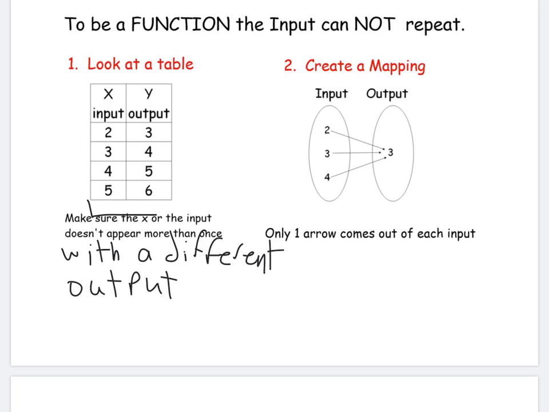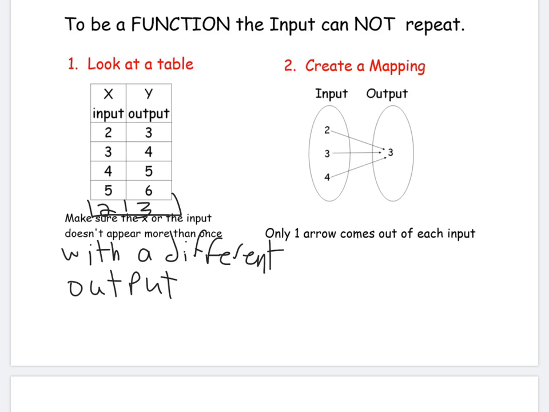So if I had a 2 here, again, as another one of my input values, I would have to have a 3 come out. If I had anything other than a 3 come out when I put in a 2, then that would not be a function.